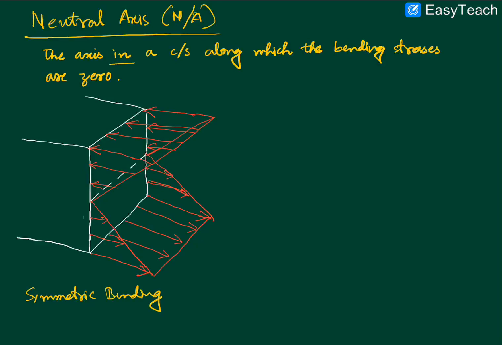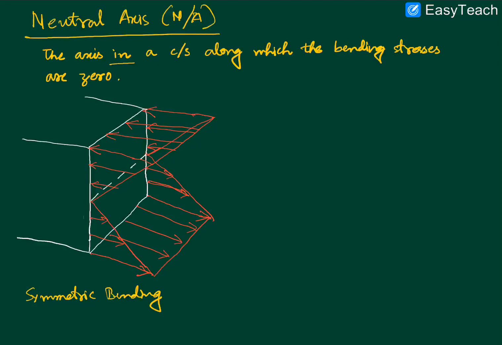Nevertheless, even from this consideration of a symmetric bending of beams, we can learn a lot. The first thing to note is that this neutral axis, as the definition says, is in the cross section. This is very important to note. This is my cross section, this is my entire beam, but I am only concerned with a particular cross section when I'm talking about the neutral axis.